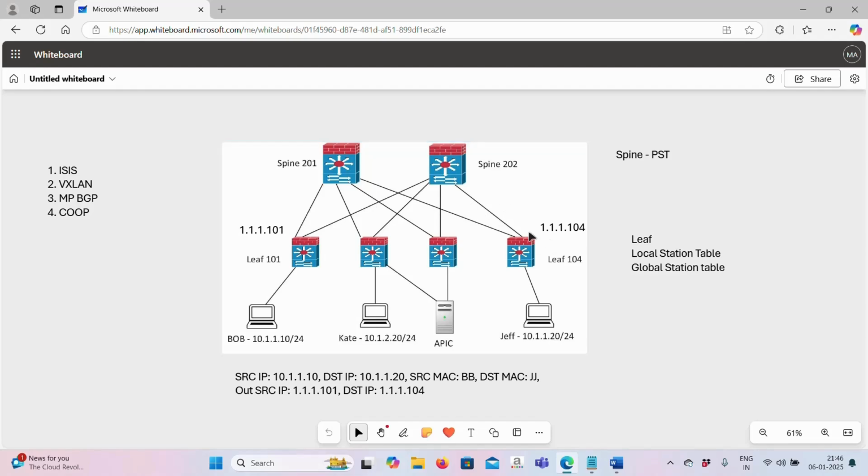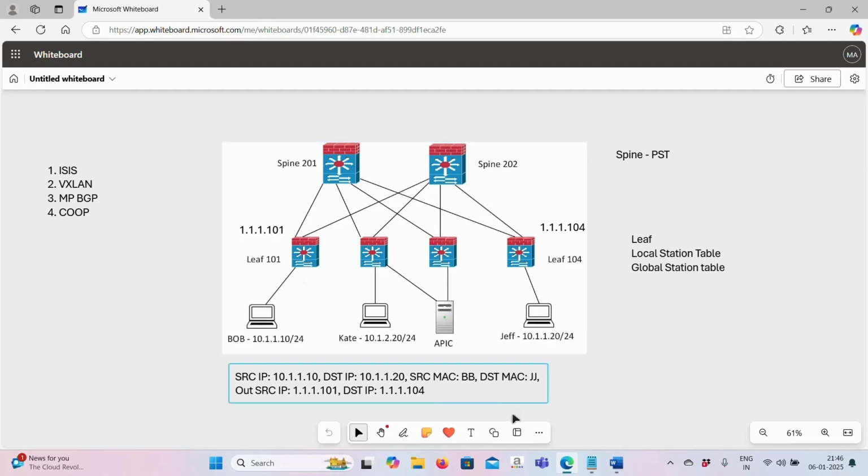So once the packet reaches leaf 104, this packet will be given to the VTEP, and that's how the communication will happen. So using the COOP database, the MAC address exchange will happen, and using IS-IS as a routing underlay protocol, the communication will happen between the VTEPs, basically between the leafs. When each leaf wants to communicate with the endpoints connected on another leaf, it will encapsulate the packet with the VXLAN header, and that's how the communication will work, guys.